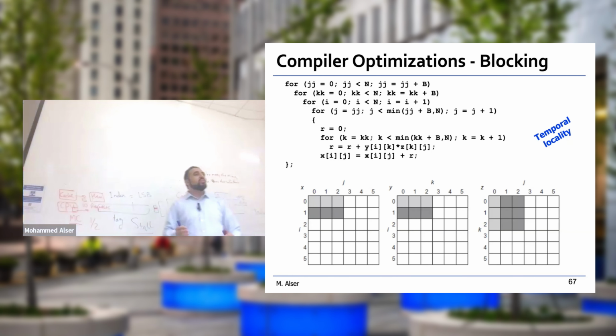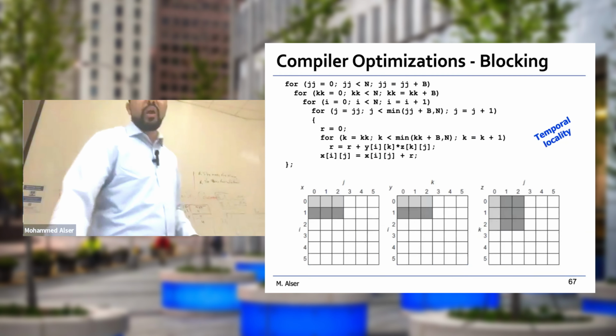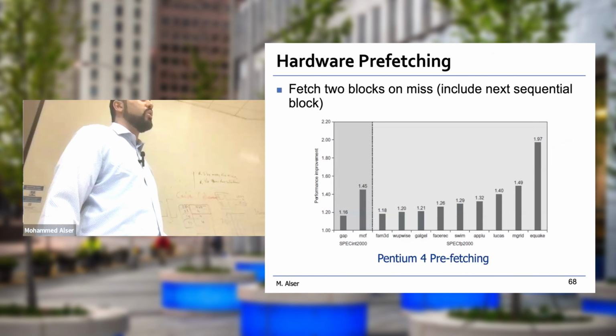In this way, I'm not ignoring or wasting the entire cache block, and I'm not considering only one element out of the cache block, but somewhere in the middle. This way I can balance the performance, and that was the second compiler optimization. Please remember those two. This is very important when you write code: blocking and loop interchange.